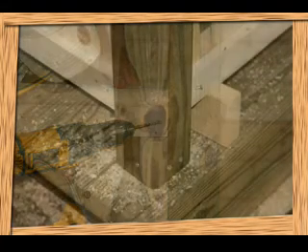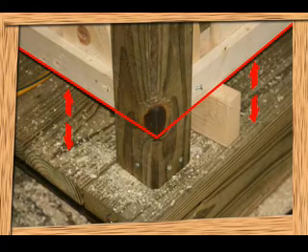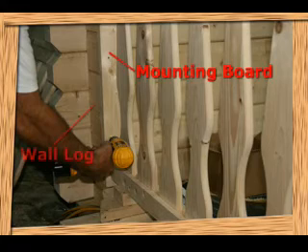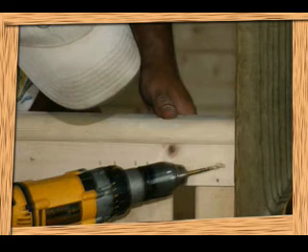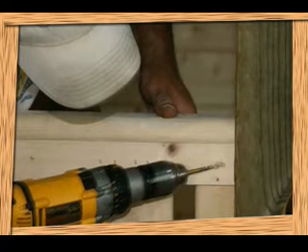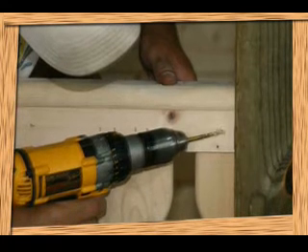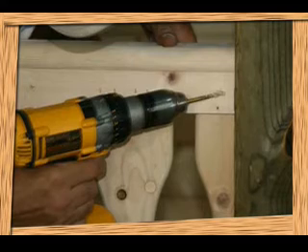When installing the side rails, make sure the side rails are the same height as the front rail. Attach to the cabin using the end with the mounting board. Align the mounting board with the center of the wall logs and place 2 screws through the top and bottom of the mounting board into the wall logs. Attach the opposite end of the rail to the corner posts, placing 2 screws through the top and bottom of the rail into the corner post.